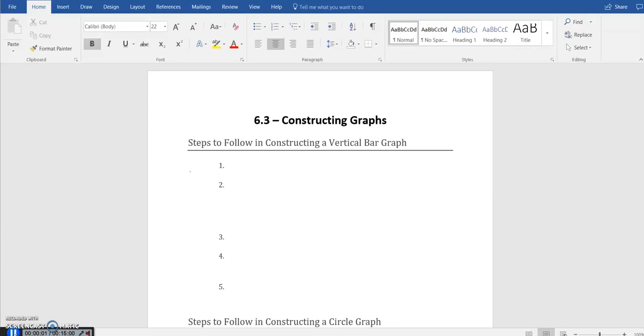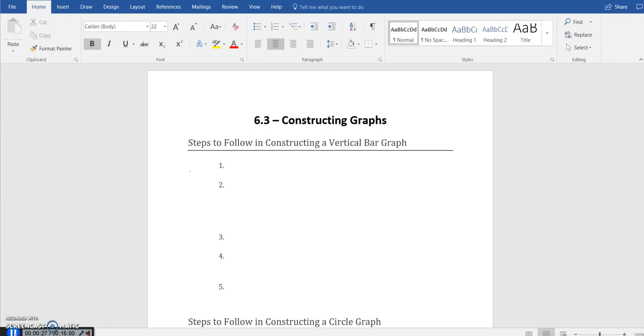Okay, so we're going to work on section 6.3 today, constructing graphs. We're going to focus on two major types of graphs. The first is a vertical bar graph, and the second is going to be a pie chart, or a pie graph, or a circle graph. And we're going to just talk about a few little things that we need to cover, and then we're going to do a couple of examples. Okay, so here we go.